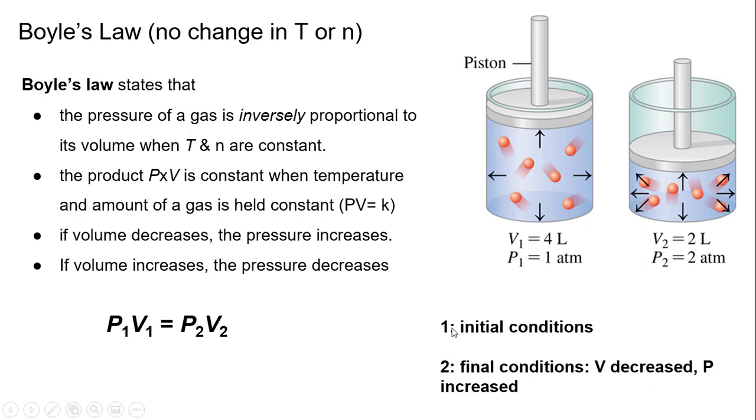So if we look here, 1 is your initial conditions and 2 is your final conditions. In this picture, volume 1 is 4 liters. The initial pressure is 1 atm. But when we look at the final conditions, the volume has decreased from 4 to 2, so we expect the pressure to go up from 1 to 2, and it does. So this is the inversely proportional relationship. The amount of gas, the N, the moles, is held constant, and so is the temperature. So we do not work those into this because they are constant, they stay stable.